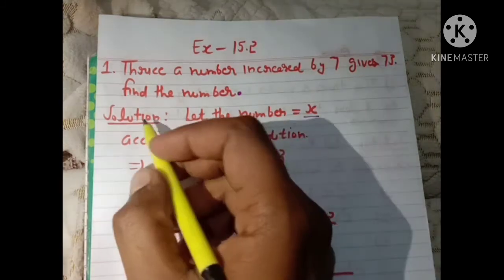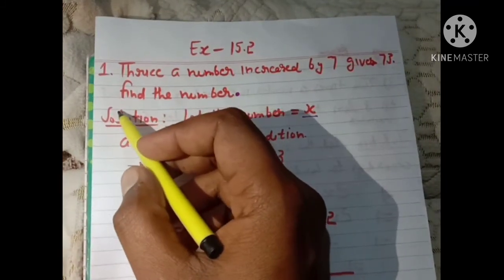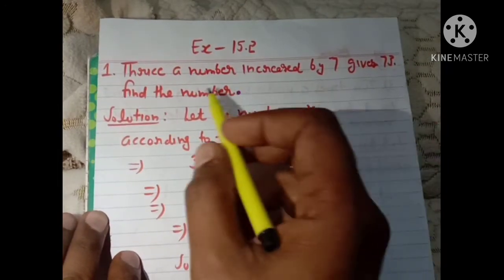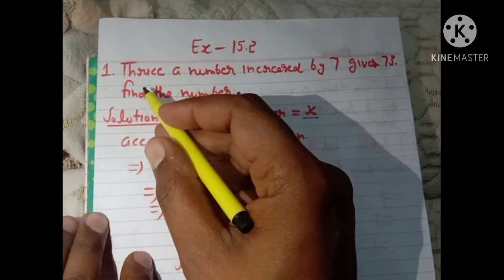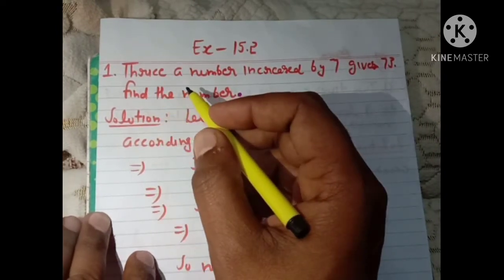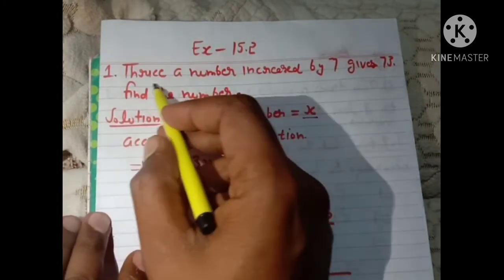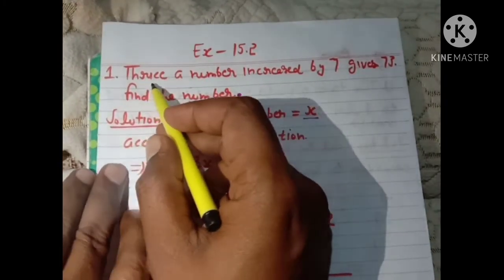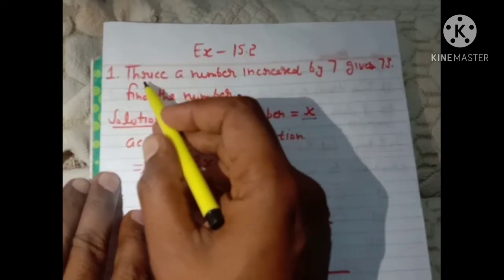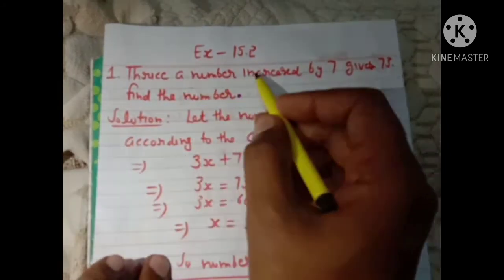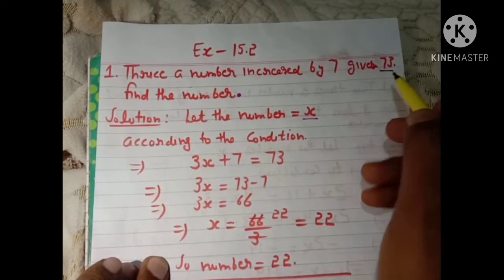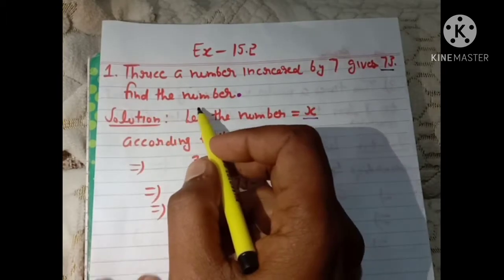Okay, now you can see the first sum. The first sum is: thrice a number increased by 7 gives 73. So find the number. Thrice a number means when we are multiplying a number with 3, or simply we can say 3 times a number, increased by 7 is equal to 73. So it means we have to find this number.